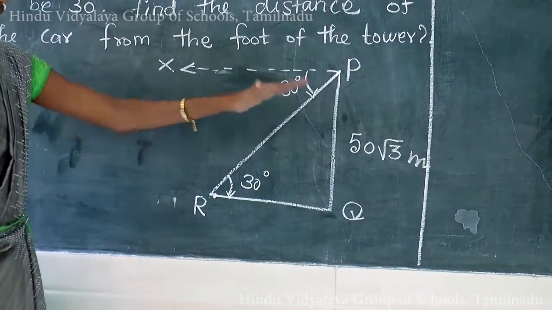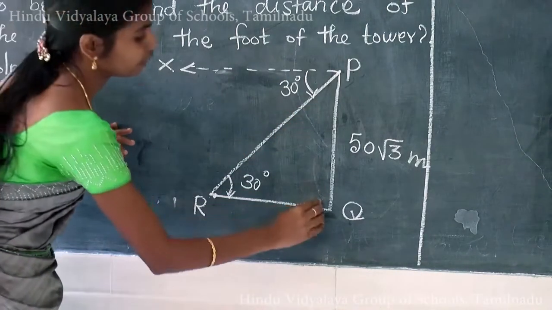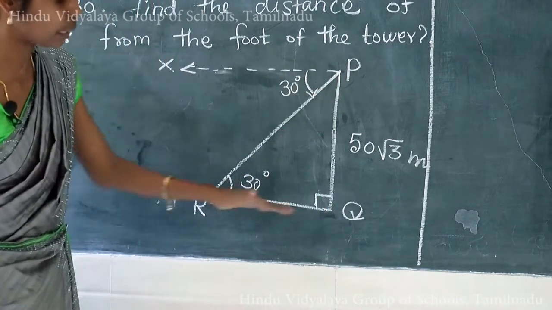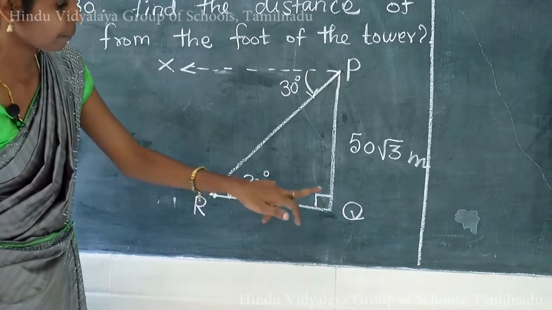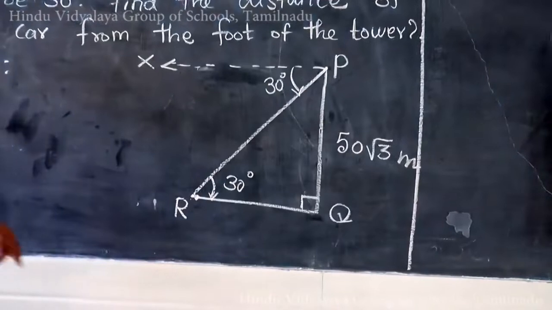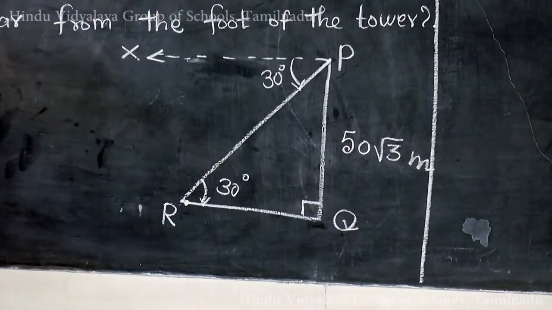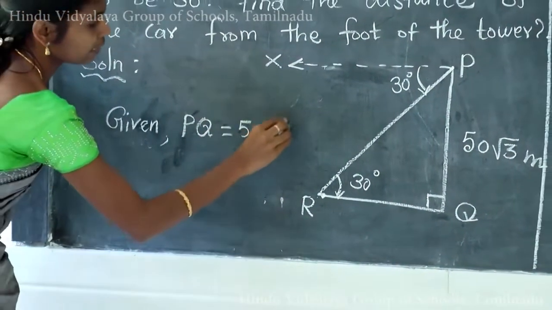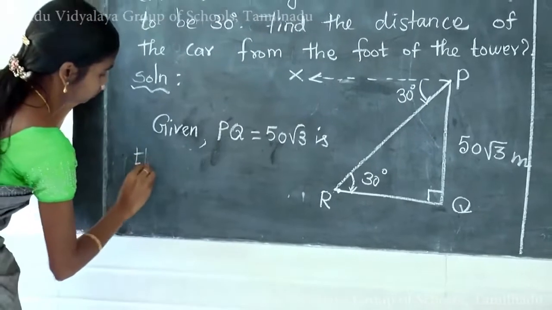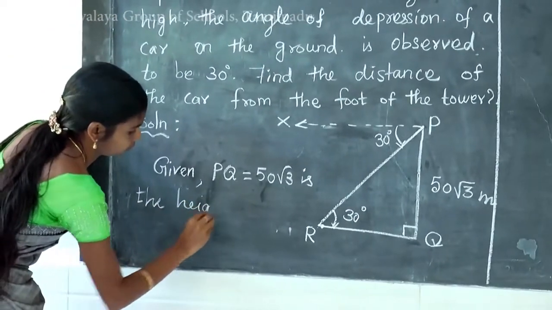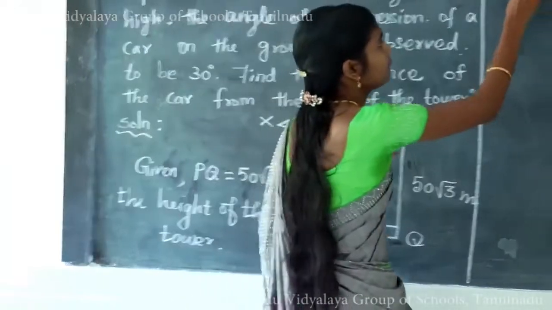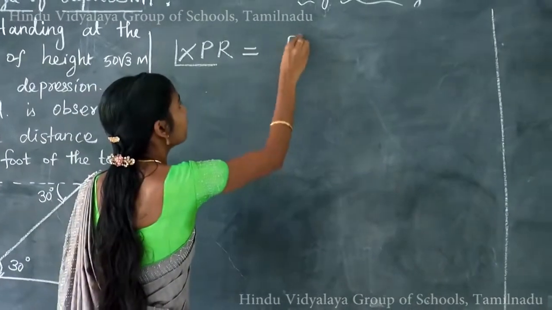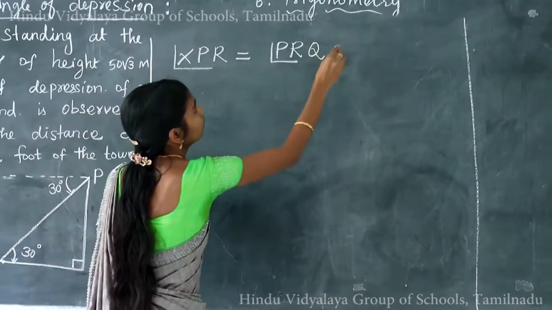Now we get the right angled triangle with the right angle at Q. Since the tower is standing vertically on the ground, angle Q is a right angle, 90 degrees. First write the given values. What is given? Given PQ is equal to 50 root 3, which is the height of the tower. Also from the diagram, angle XPR is equal to angle PRQ is equal to 30 degrees.